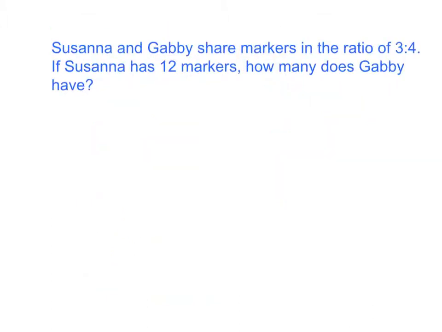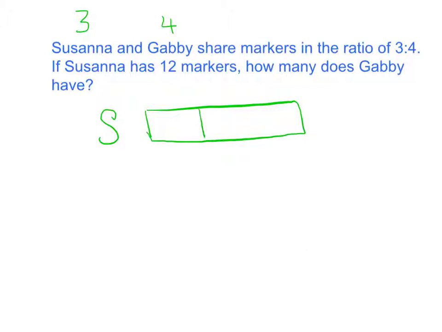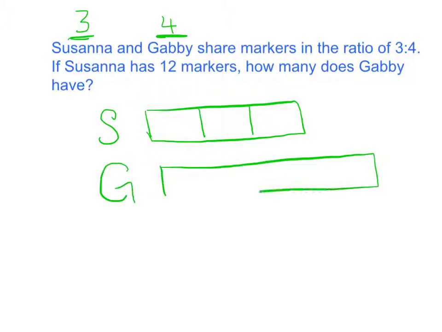This is new. So what I'm going to do is I'm going to use a method with you that I really like, because I can organize my work and see everything really well. So here I go. Why don't you read this problem to yourself as I read it to you. So Susanna and Gabby share markers in the ratio of 3 to 4. So what I do right away is I know Susanna is the 3 part because she was first, and Gabby is the 4 part. So you know Gabby has more markers. And what I do is I let Susanna have 3 boxes, because she has 3 for every 4 of Gabby's. If she has 3, Gabby is going to have 1 more.